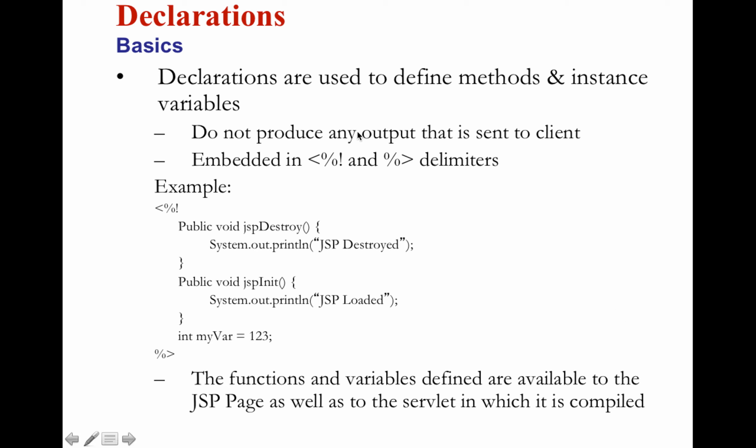So all the script tags look like this. Well, they have this %, and sometimes they have an exclamation point, sometimes they have an equal, sometimes they have nothing. But the declaration looks something like this, where we are declaring some methods. So we have a public void jspDestroy. We have a public void this. And then we have an integer myVariable equal to 1, 2, 3. So it's inside of opening and closing brackets, very similar to HTML. And this one has an exclamation point to say that it is a declaration.